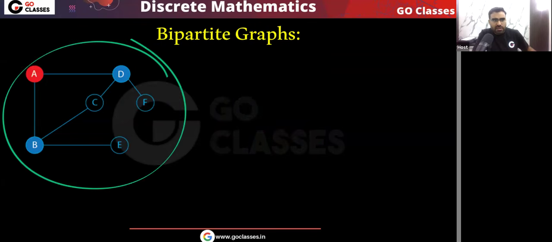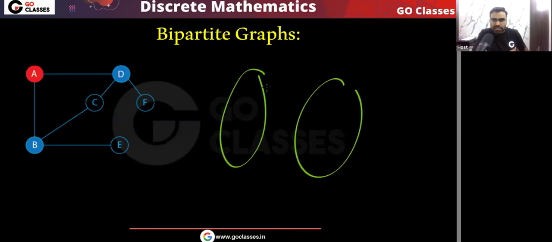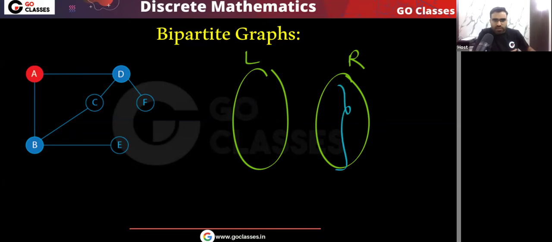Now let's see this graph. Is this graph a bipartite graph? Very simple, you can easily check. If this is a bipartite graph, then you can partition the vertices into two parts, L comma R, such that every edge will be between these two parts. In this part every two vertices will be non-adjacent, in this part every two vertices will be non-adjacent. So notice, let me put this vertex A here.